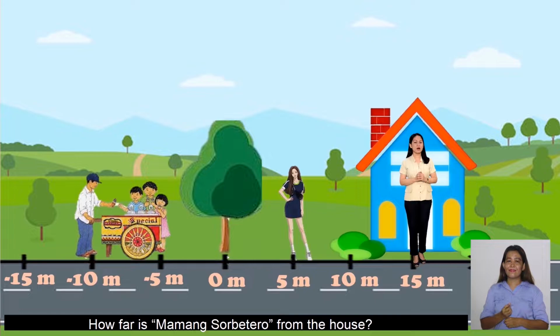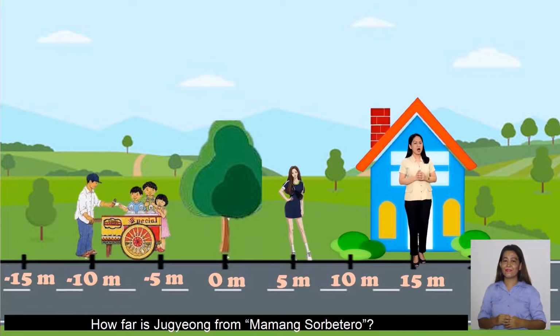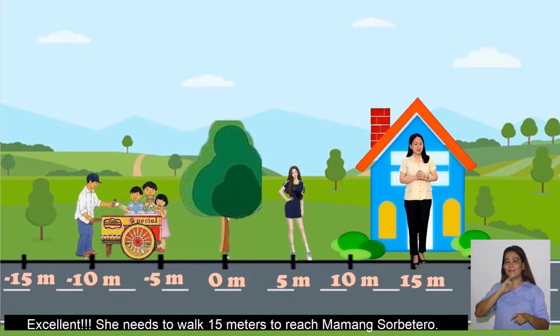How far is Mamang Sorbetero from the house? You're absolutely right. Mamang Sorbetero is 25 meters from the house. Next, how far is Jubyo from Mamang Sorbetero? Excellent! She needs to walk 15 meters to reach Mamang Sorbetero.